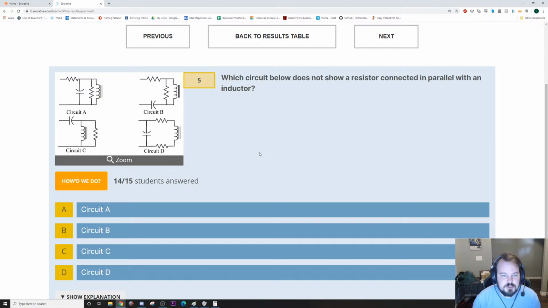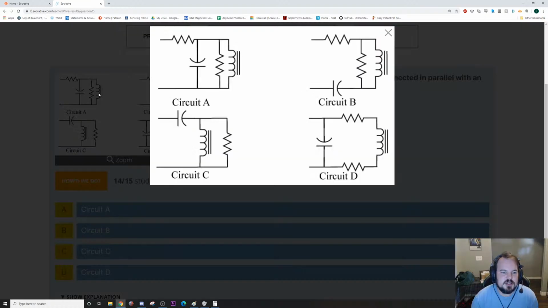Okay, this one should be a very simple one. Which circuit below does not show a resistor connected in parallel with an inductor? So, this symbol right here is an inductor. This symbol is a resistor. These two are in parallel with each other. These two are in parallel with each other. You can see the current splits and goes to both of them.